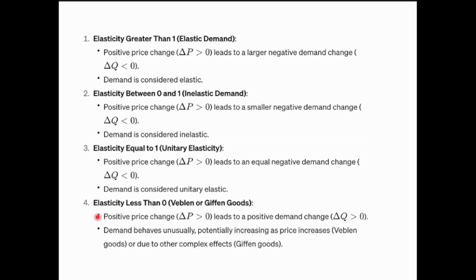And then the last one is when the elasticity is less than 0, that means as we have a positive price change, meaning the price increases, this is going to lead to a positive demand. And this is very rare. This is the case where you're going to have luxury goods and rare items. So as the price goes up, that might make it more appealing to certain people that really want those items.